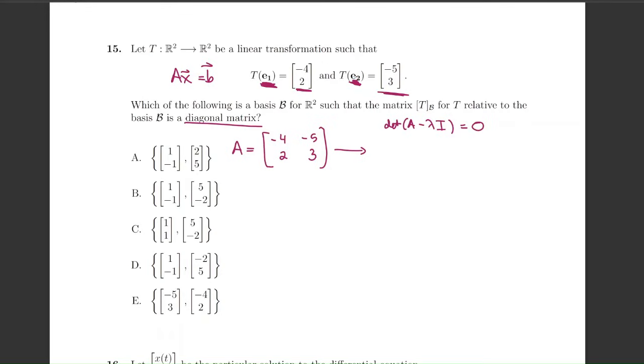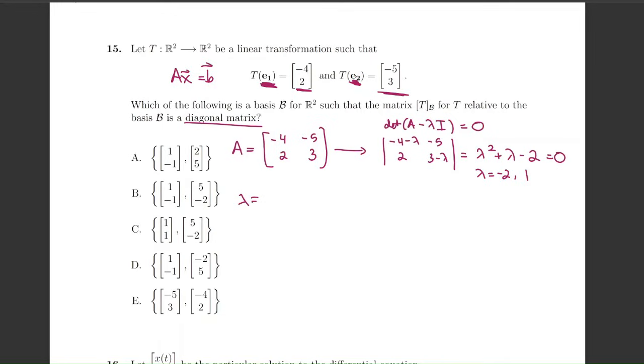This means we have negative 4 minus lambda, negative 5, 2, 3 minus lambda, which equals lambda squared plus lambda minus 12, so minus 2 equals 0. So that means lambda equals negative 2 and 1.